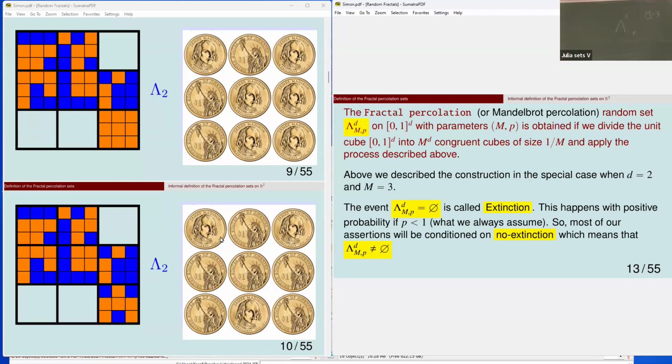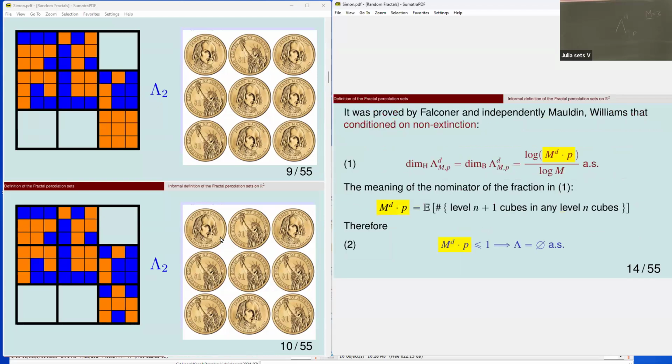And then extinction is the event when the set becomes empty, and because it has positive probability, all results that I'm going to state are always conditioned on non-extinction. Now, what is the Hausdorff dimension of such a set conditioned on non-extinction?